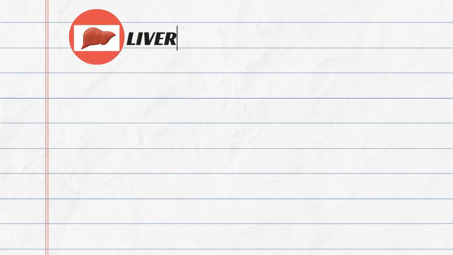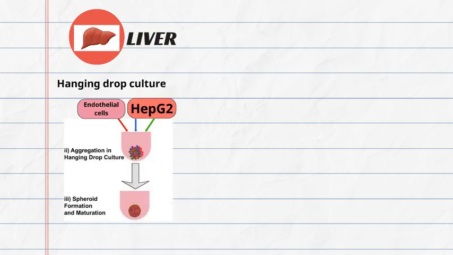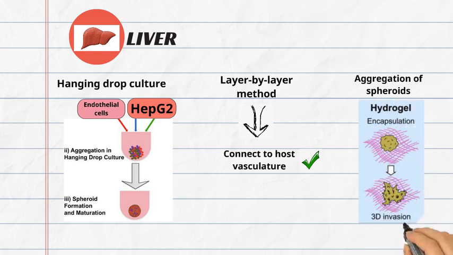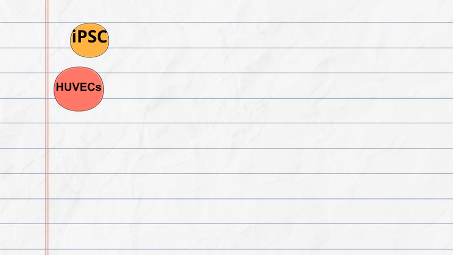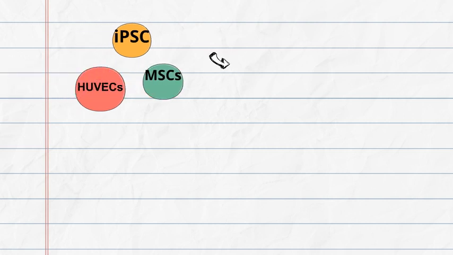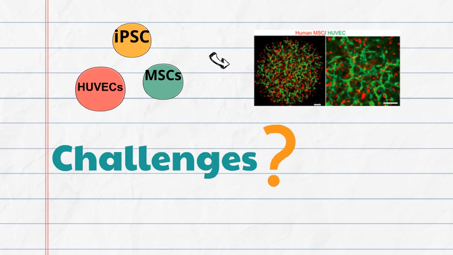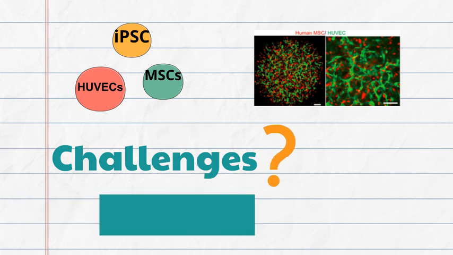A liver spheroid created by the hanging drop method resulted in the formation of a prevascularized spheroid. The layer-by-layer fabrication method was able to connect to the host vasculature, and the aggregation of many spheroids within the endothelial cells demonstrated perfusion of the culture medium. The co-culture of different cells in matrigel leads to aggregation due to contractile forces and became a prevascularized liver pad. Future challenges include vascularization and build-up genesis of hepatic spheroids and organoids.